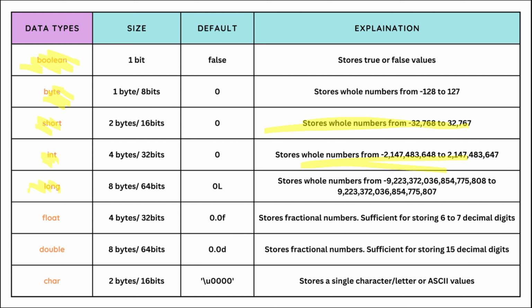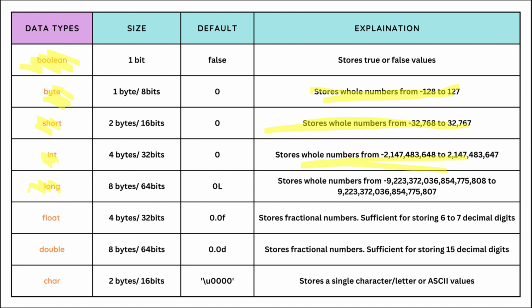Byte is the smallest, with a range from minus 128 to 127. Then short is a bit bigger, and int is the most commonly used. And then we've got long for really big numbers. The reason we have multiple types for whole numbers is to optimize memory usage. If you only need a small range of numbers, maybe for storing an age or something, using a byte instead of an int can save space, especially in large programs or on devices with limited memory.